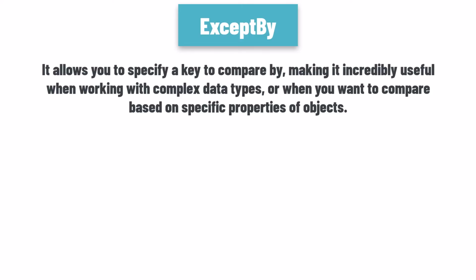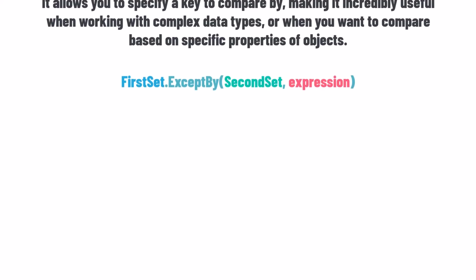It comes with two overloads. The first overload allows you to define a key selector function. So, here we set a lambda expression to define which property should be used to compare the sequences. The expression refers to the first sequence, not to the second one. To understand it better, let's consider the following example.